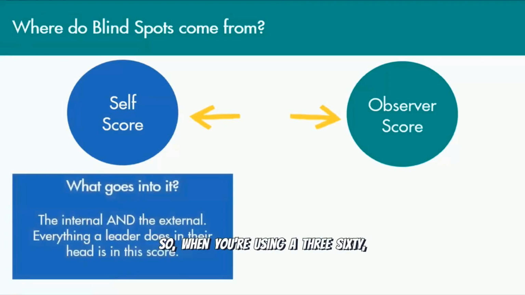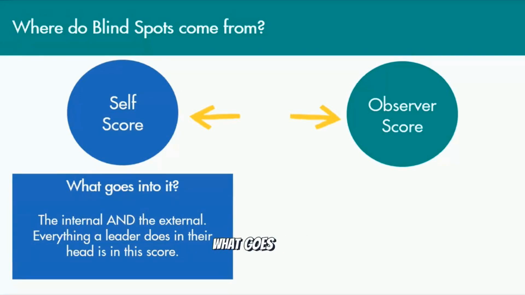When you're using a 360, there really, in my opinion, are two fundamentally different types of scores. There's the self score, and then there is the observer score, right? So the self score is how does the individual themselves see themselves showing up as a leader and as a professional, and the observer score is how do their bosses or boss, peer, and direct reports experience them as a leader and as a professional.